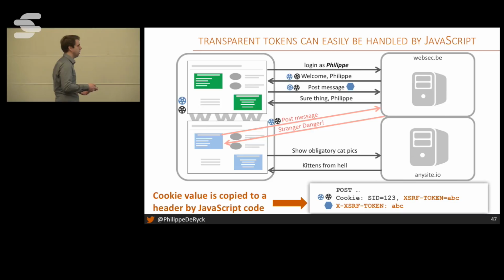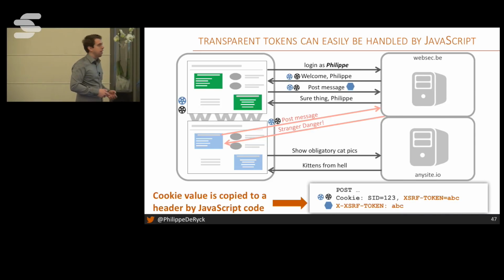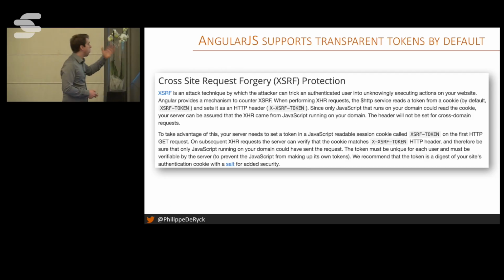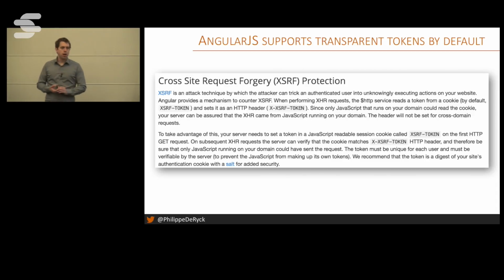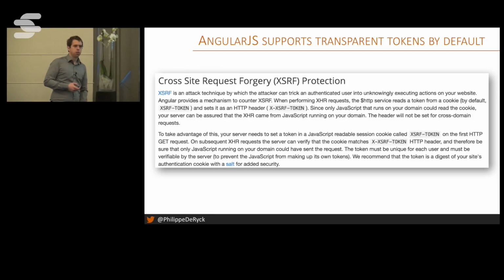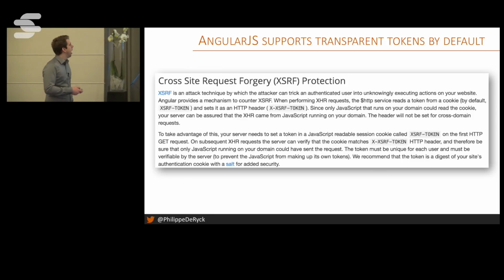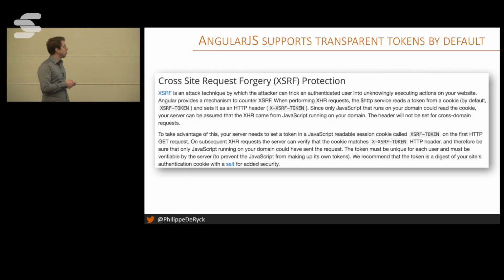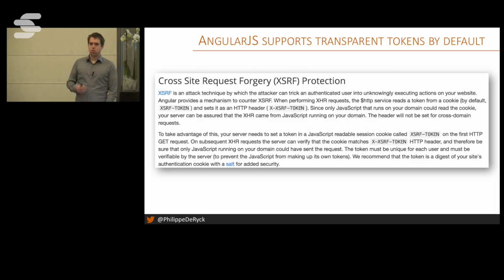It's JavaScript code running on the client, so it can do this. And it actually does. So Angular supports this mechanism by default. If you use the right name, this XSRF token cookie, Angular will copy this to this header. You can configure this, by the way. You can configure the name of the cookie and the name of the header if you want to. But by default, using this cookie is enough for Angular to copy that value on outgoing requests, just like that.